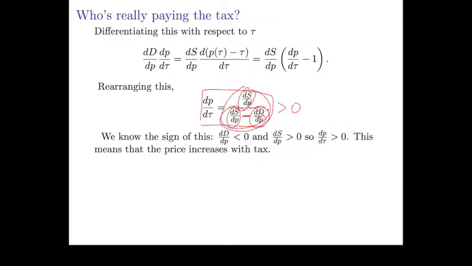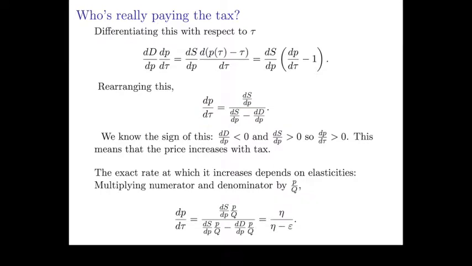So dp d tau is a positive number. So price has to be increasing in the tax, which is intuitive. But what's the exact rate? Because that's pretty obvious, right? If we introduce a tax, then of course the consumer is going to have to pay more. That seems pretty straightforward.